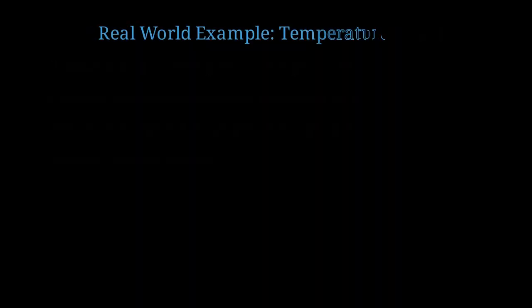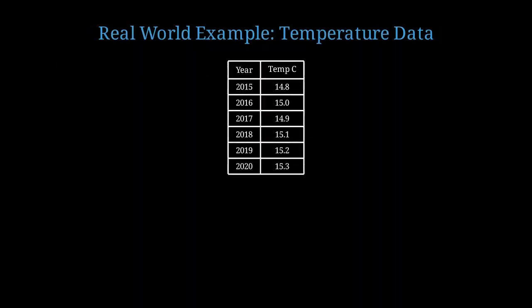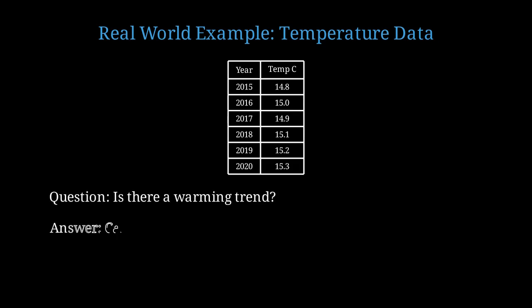Let's look at a real-world example with temperature data over time. Here's temperature data from 2015 to 2020. The temperatures range from 14.8 to 15.3 degrees Celsius. Question: is there a warming trend in this data? Answer: we need to calculate the statistics first before jumping to conclusions.